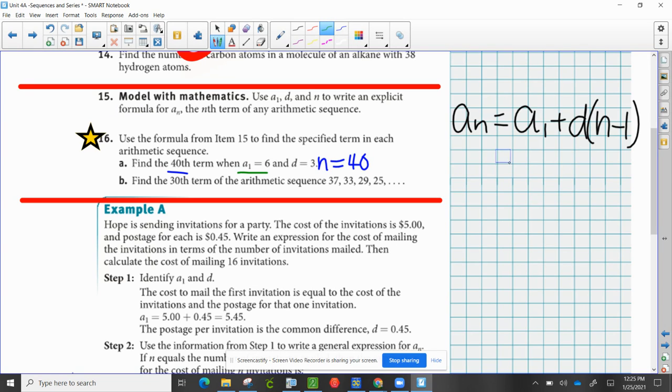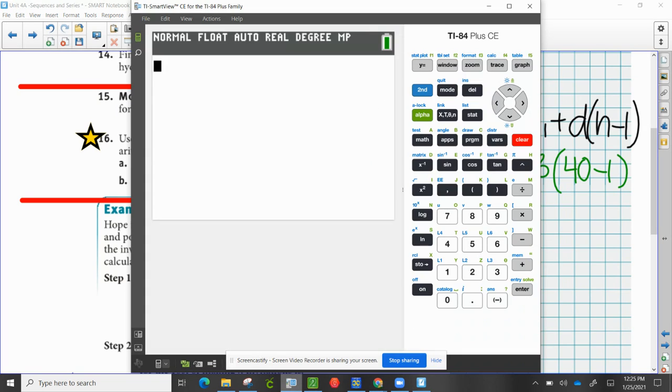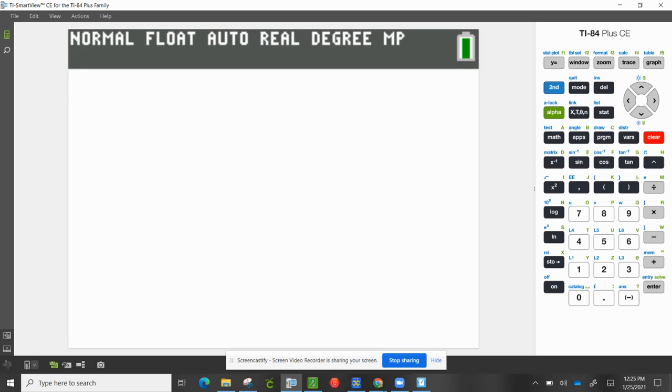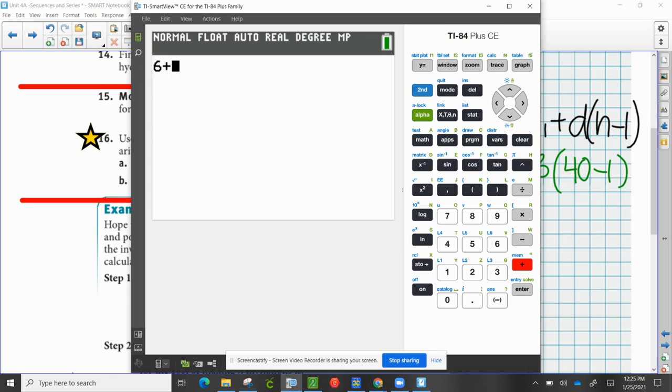So my first term is 6 plus the difference, which was 3, times n minus 1. Well, 40 minus 1. That will tell us what the 40th term is. Okay, so all we have to do now is just punch this in a calculator and we are done. So let's do that. 6 plus 3 times 40 minus 1. So that would be 123.